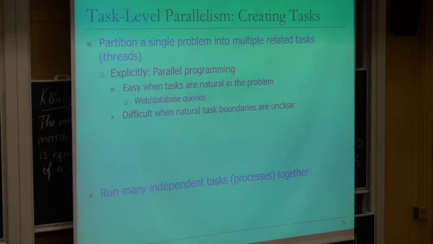It's difficult when natural task boundaries are not clear, right? So if you do not know how to partition, and if there's a lot of communication between different tasks, then this is difficult. Or you could do this transparently or implicitly. You could say, compiler, do this partitioning for me. Or hardware, do this partitioning for me. You give it a single problem. Programmer doesn't do anything. Writes program in sequential execution, a sequential language. And compiler does all the job. Now that turns out to be very difficult also. Compilers and hardware have a hard time doing this.